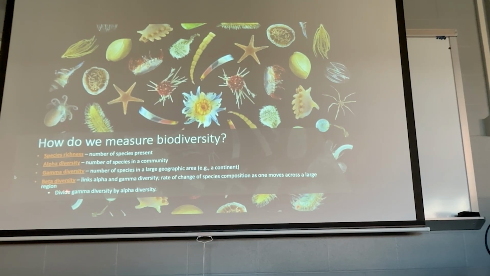Beta diversity links alpha and gamma so you can compare your local to your regional diversity. And it allows you to compare diversity locally versus what overall diversity is in a region or area, which will house the community that you came up with your alpha diversity number with. So beta diversity is pretty simple. You just divide gamma by alpha, gives you a number, right?